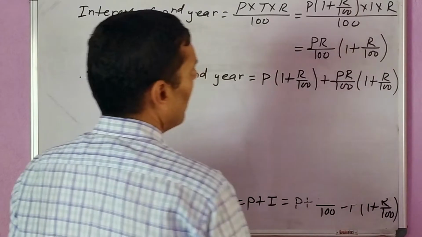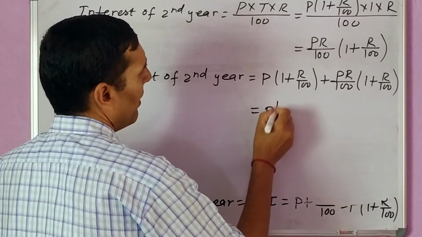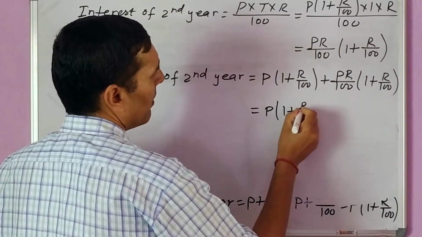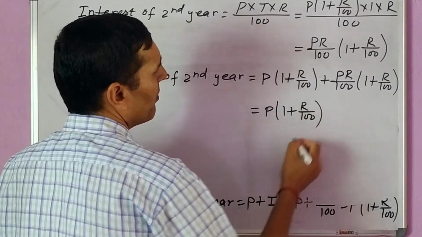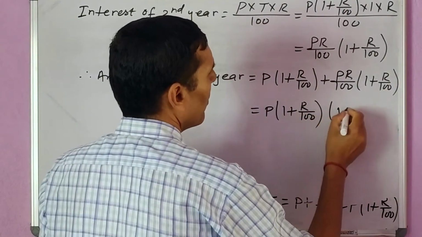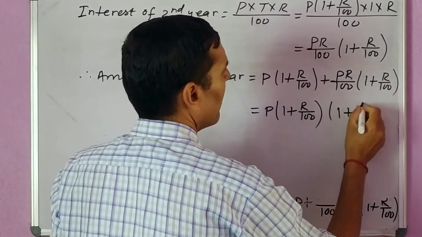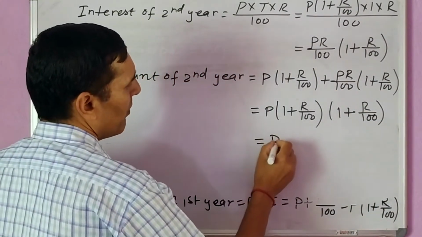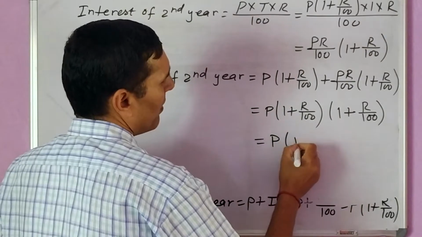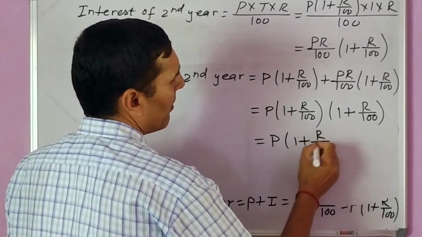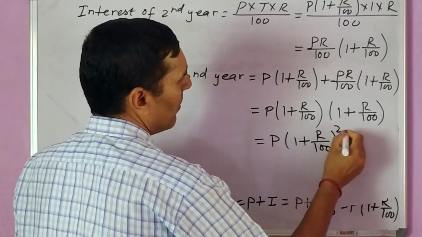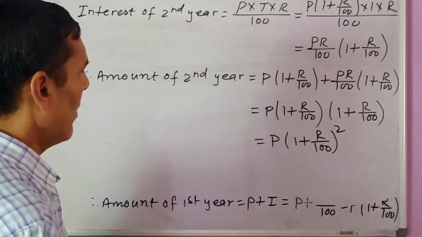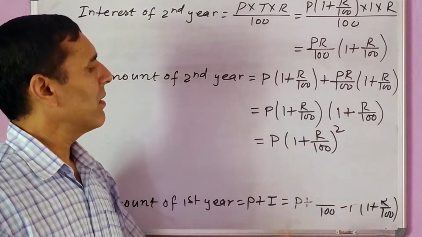If we take P and 1 plus R upon 100 common in these two terms, what will be remaining here? 1 and here R upon 100. So it can be written as P times 1 plus R upon 100 whole square. So this is the amount of the second year.